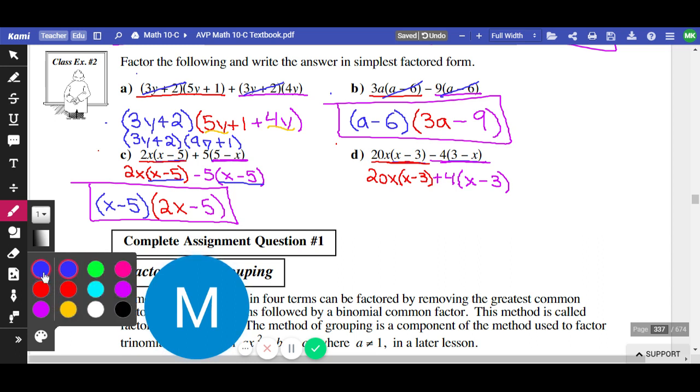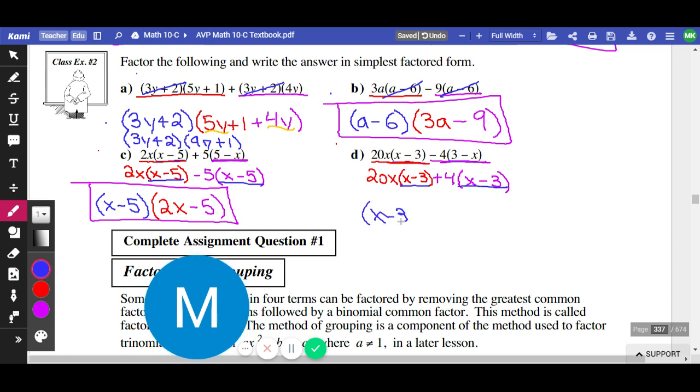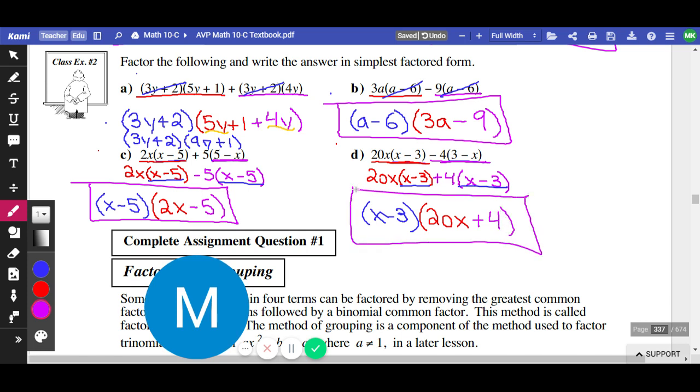What that leaves you with is the greatest common factor of x minus 3. On the red side, we have 20x. On the purple side, we were left with a plus 4. Not so bad, hey?